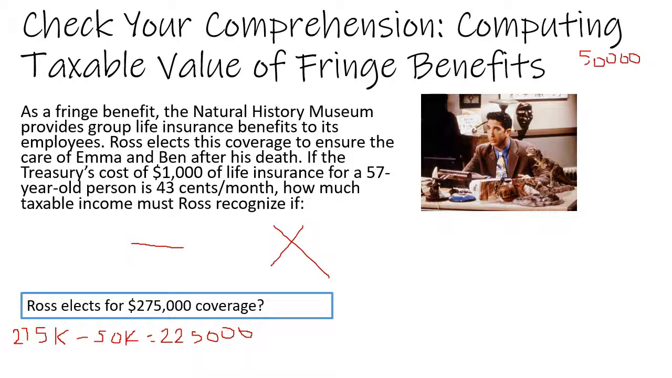The Treasury cost for life insurance is 43 cents per month per $1,000. So we multiply the $225,000 of excess, which is 225 thousands, times 43 cents, times 12 months. Ross's total taxable cost of the extra coverage is $1,161.